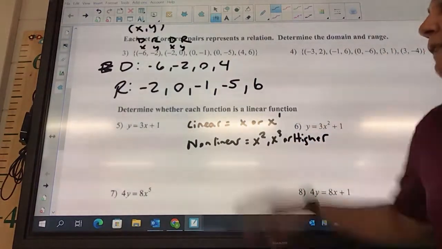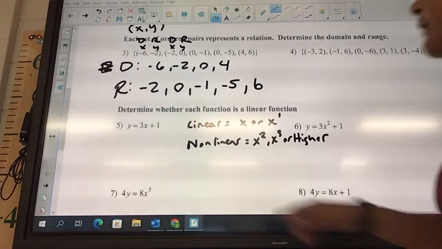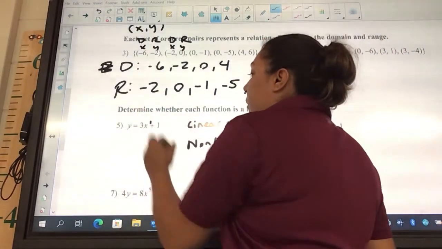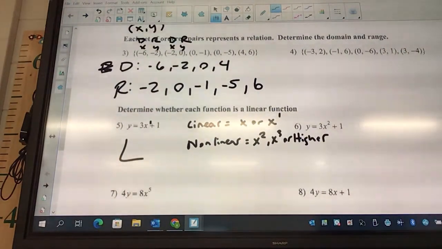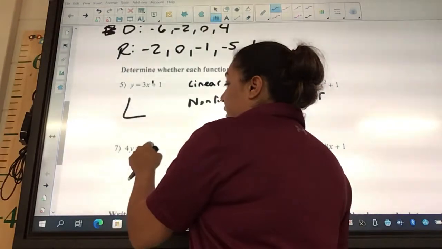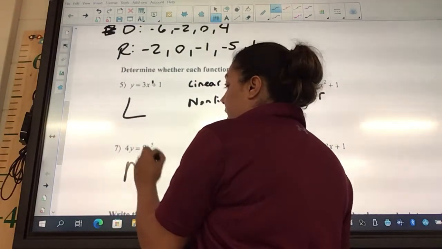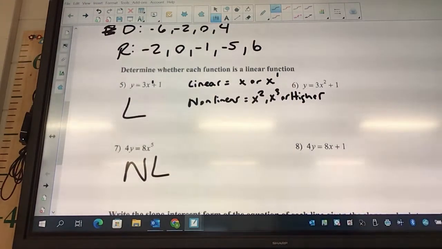Okay, so if we look at 5, is that linear or non-linear? It's linear. Okay, this is just an x or an x to the power of 1. What about 7? 7 is non-linear. Why? Because it has more than one X. Yes, okay, so this has a little 5, so it's going to be non-linear. This one is kind of easy.